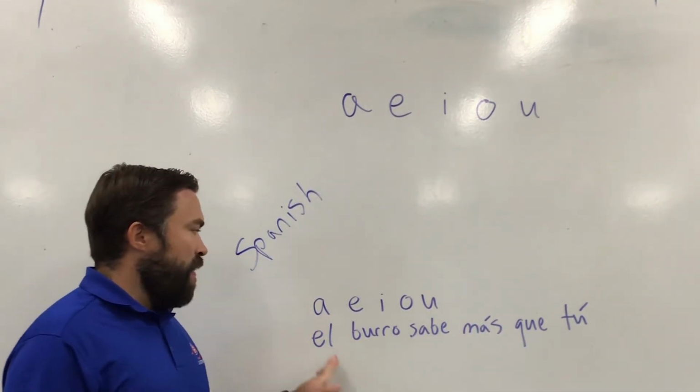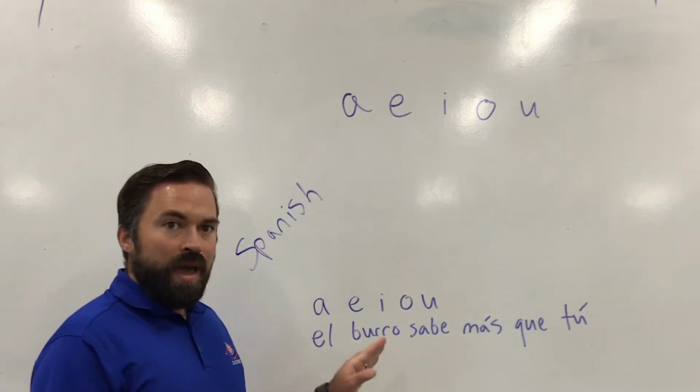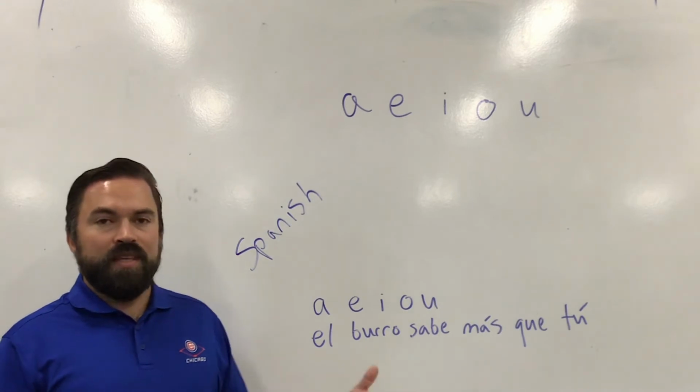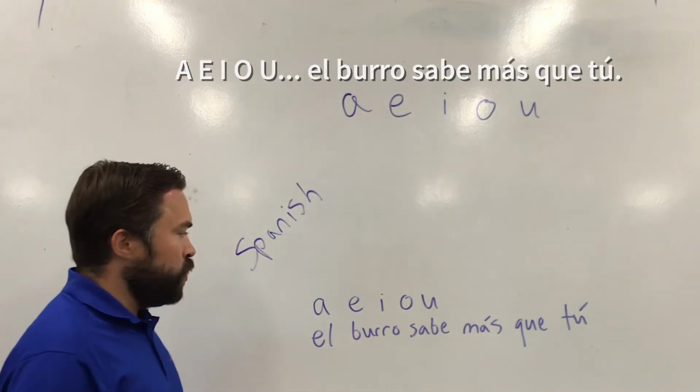A, e, i, o, u. El burro sabe más que tú. You should be saying it with me. A, e, i, o, u. El burro sabe más que tú.